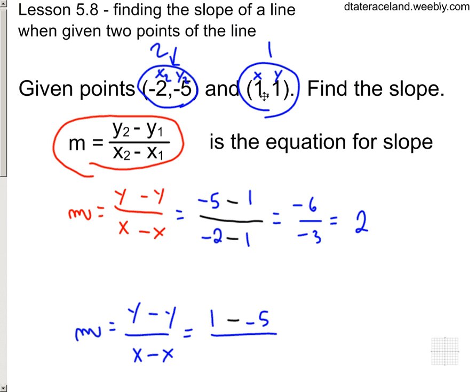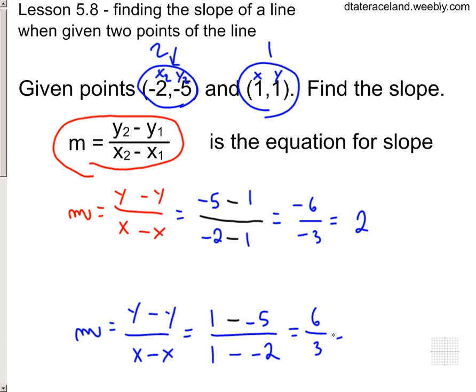And then let's come back here and plug in the 1 for the x, because I started this y with the 1, so I have to start with this x for the 1 from the same ordered pair, minus, in this case, -2. And we get 6 over +3, which simplifies down to +2. See how we get the same slope no matter what we do?